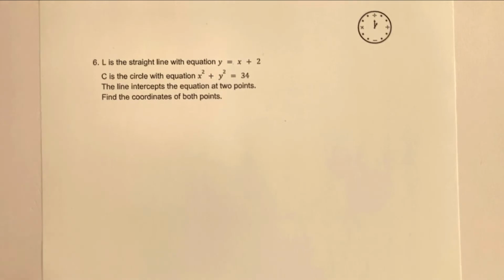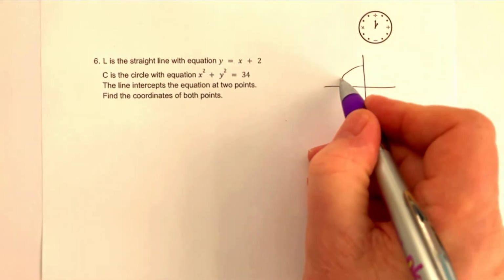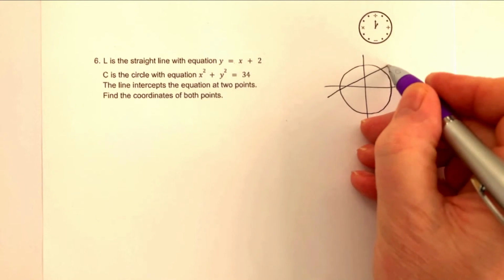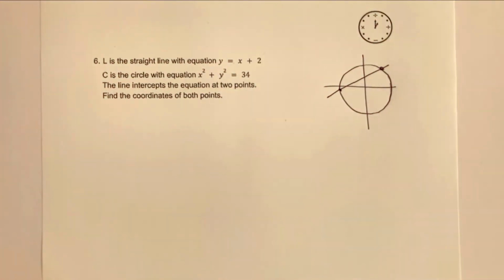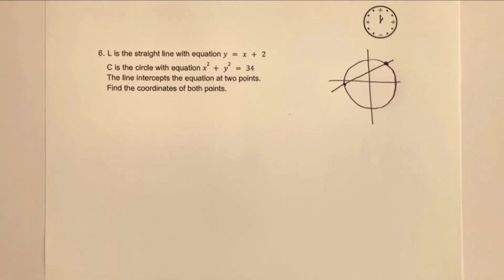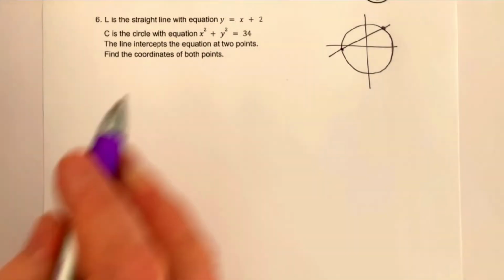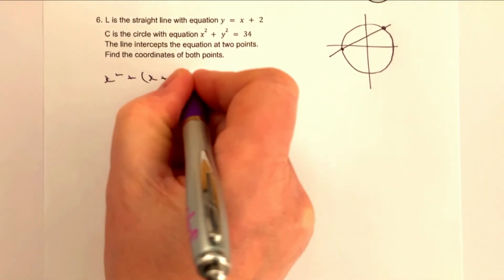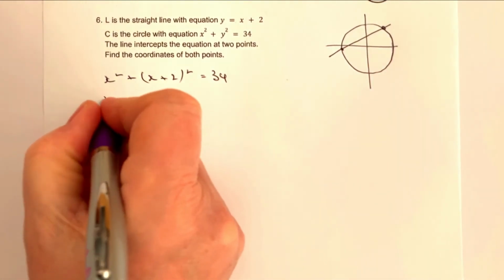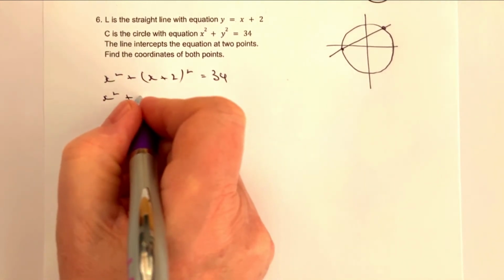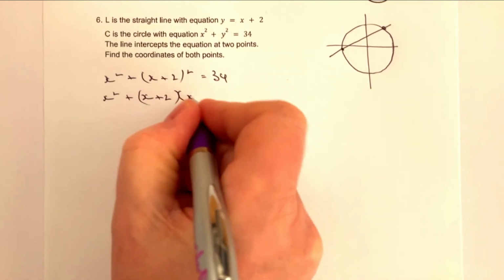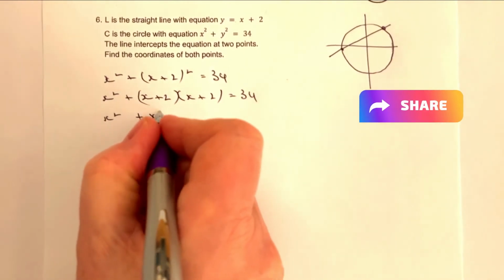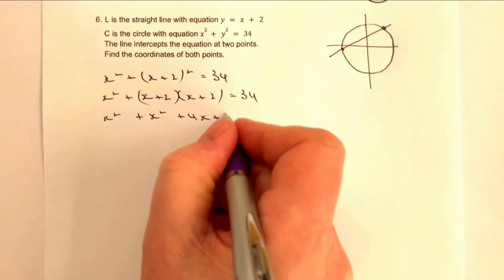Basically what we've got is a circle. Here's my circle, on a graph, and these are all much the same. And then I've got y equals x plus 2. So basically, I've got a line that goes like that, and we're going to work out these points where it crosses the circle. All of these questions are very similar in their approach. So I'm going to substitute for y. I'm going to write that out as x squared plus (x plus 2) squared, and that equals 34. Expanded out, I've got x squared plus (x plus 2) times (x plus 2) equals 34. So I've got x squared plus x squared again plus 4x plus 4 equals 34.